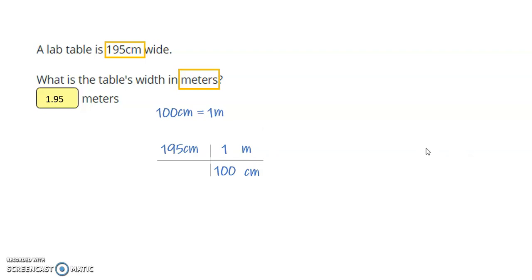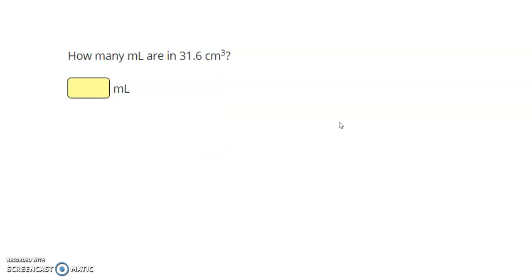Let's look at one more problem. This one's really easy if you know the trick. This problem says, how many milliliters are in 31.6 cubic centimeters? So this one might look a little complicated. Oh my gosh, we got cubic centimeters here, but there's a quick trick to it.